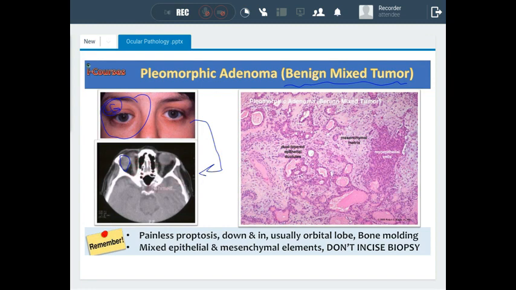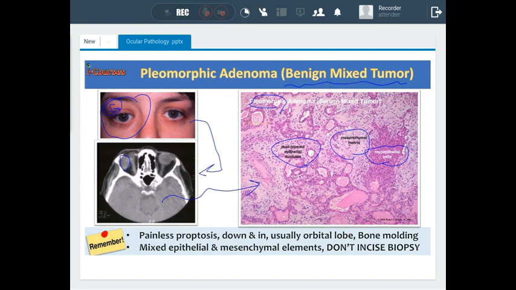This is just molding of the bone, with normal surrounding ocular structures. The treatment for this mass is by excision. Excision of this mass will show the characteristic features of being pleomorphic. Pleomorphic means that there are different elements within the tumor. You may find myoepithelial cells, mesenchymal matrix, and epithelial elements, so the tumor is mixed or heterogeneous. However, it is benign. This tumor doesn't invade surrounding structures and doesn't metastasize.